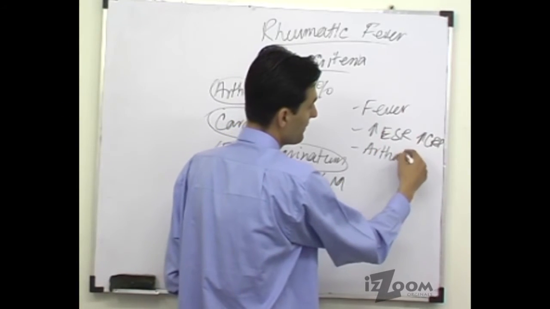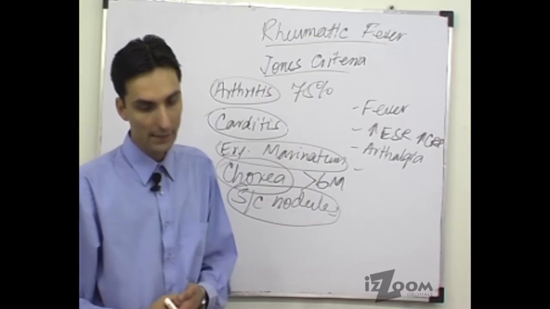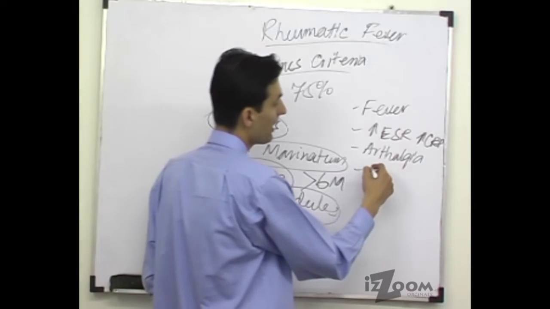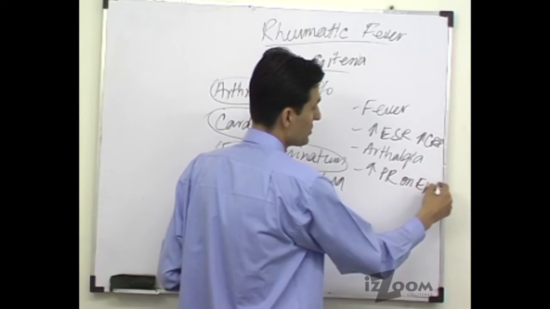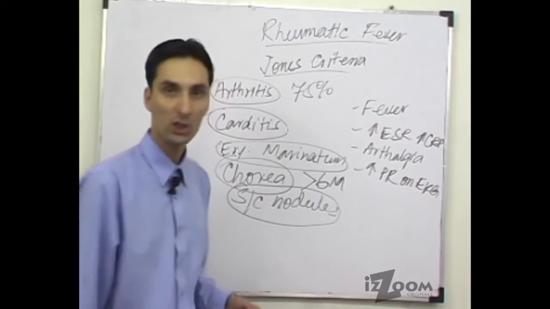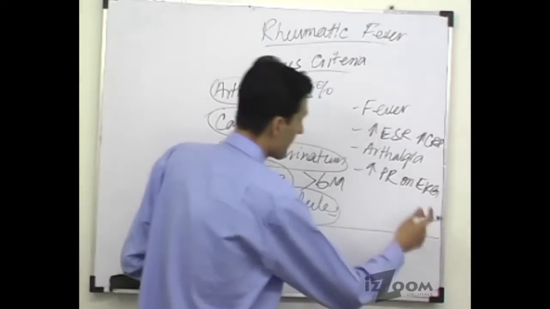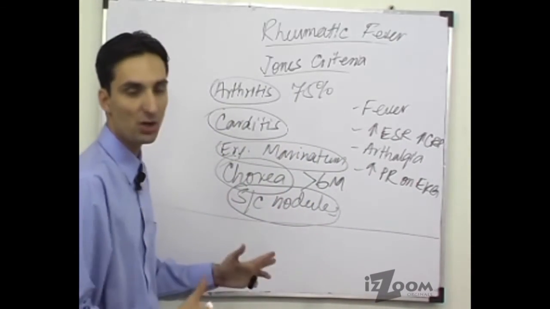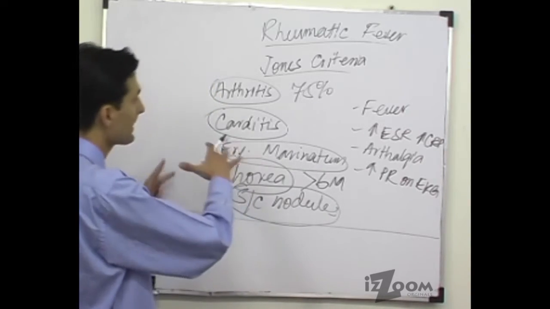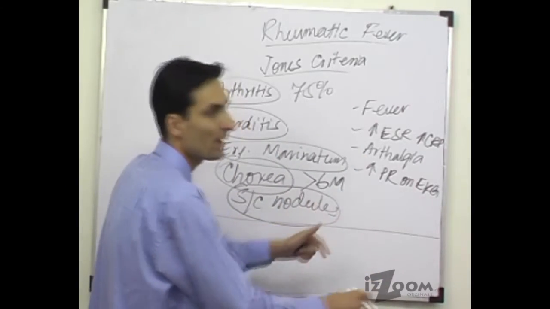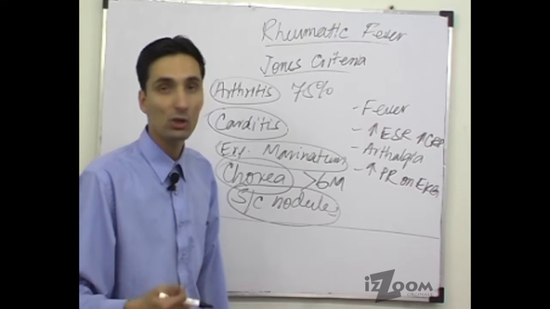Arthralgia is another feature included in the minor criteria. Along with that, a prolonged PR interval, increased PR on EKG, is another minor criterion. Along with these minor and major criteria, another requirement is added to both: evidence of a streptococcal infection must also be present.